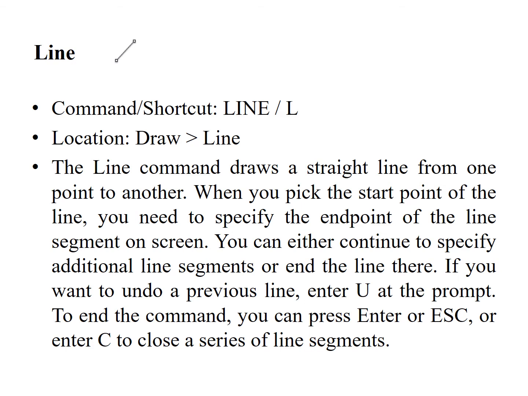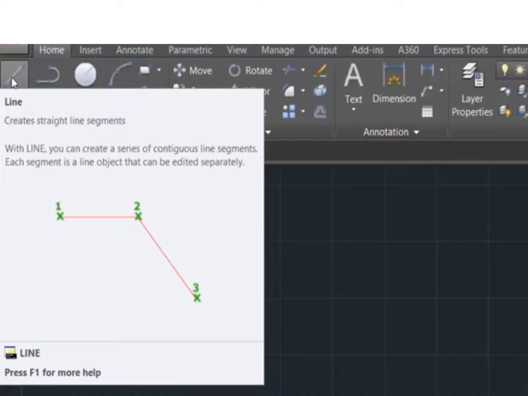When you pick the start point of the line, you need to specify the end point of the line segment on screen. You can either continue to specify additional line segments or end the line there. If you want to undo a previous line, enter U at the prompt. To end the command, you can press Enter or Escape, or enter C to close the series of line segments. So the line command is used to draw a line.